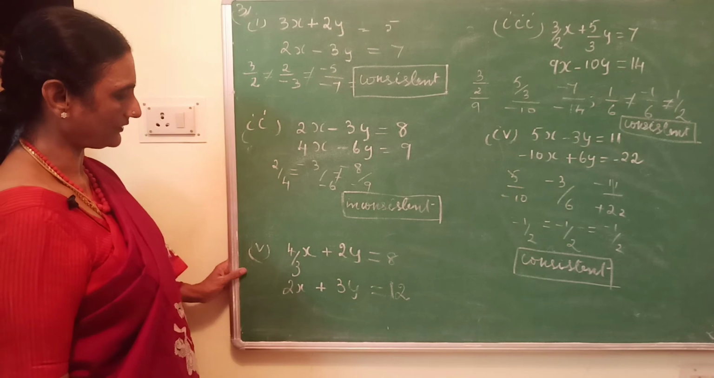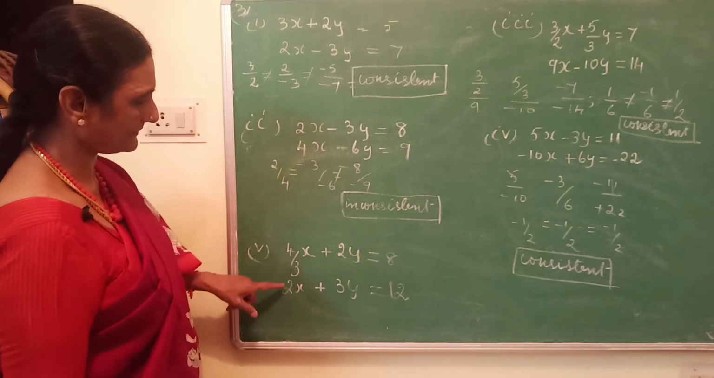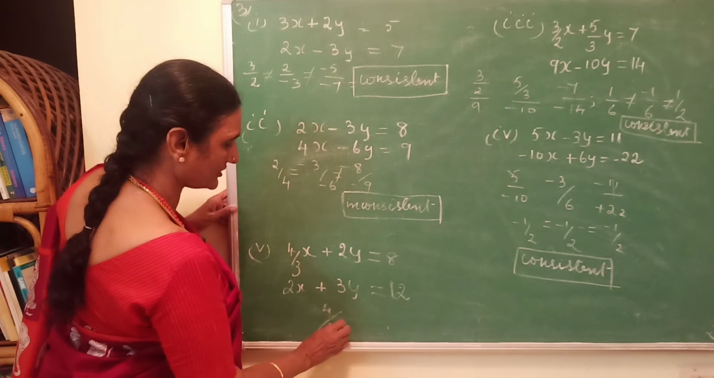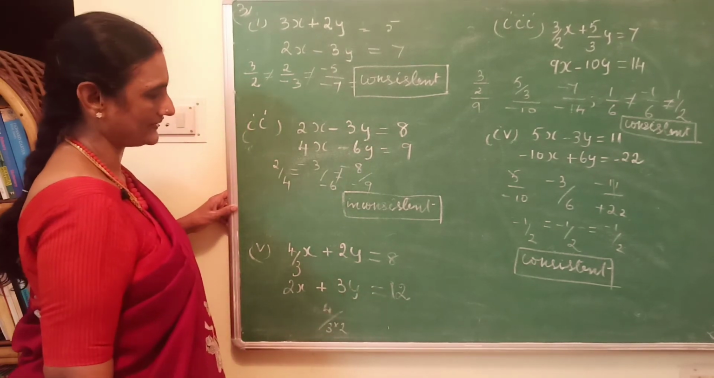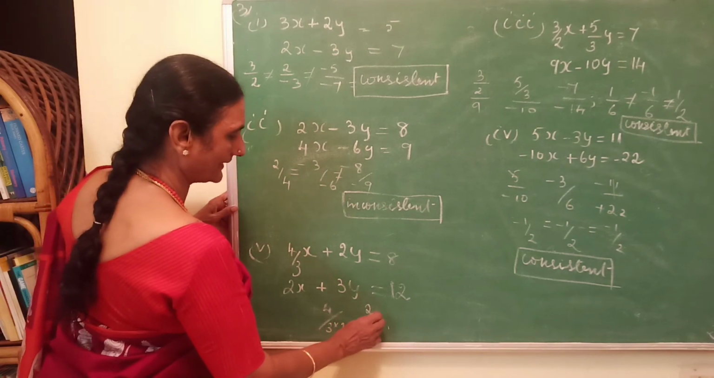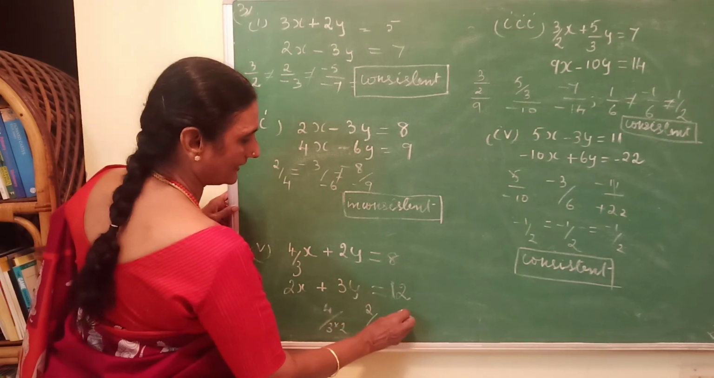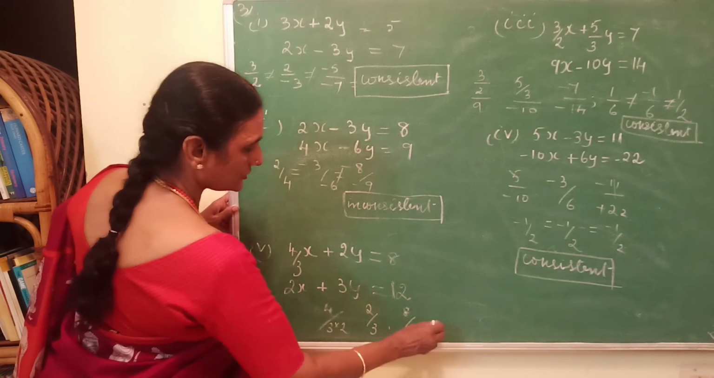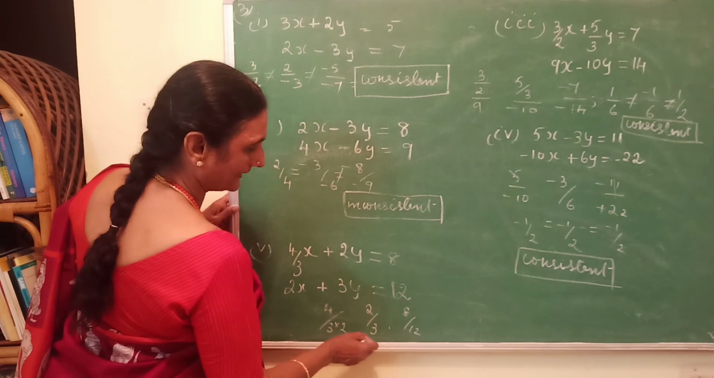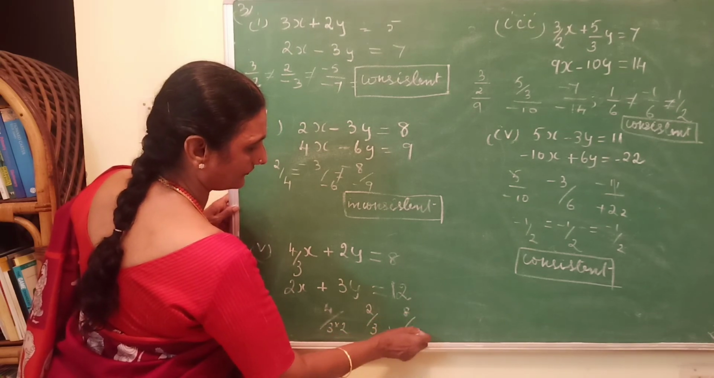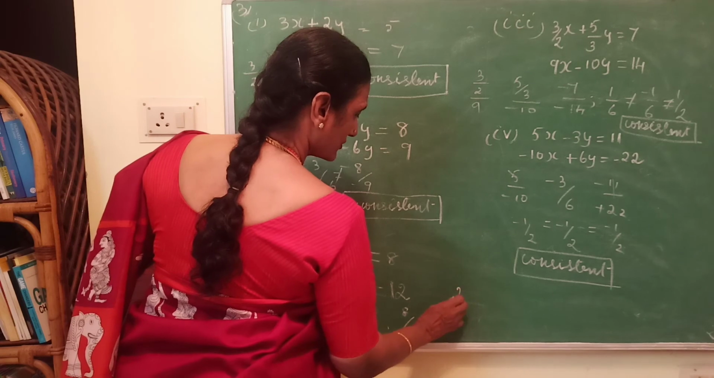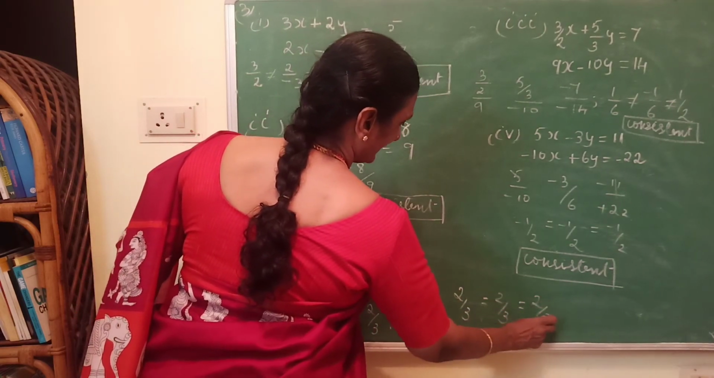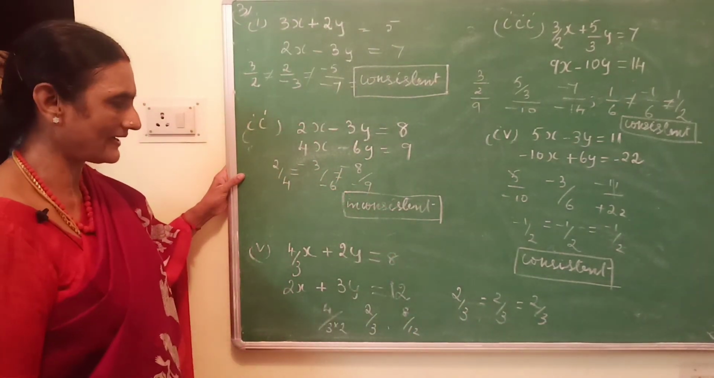Coming to the fifth, what do you get here? We will get A1 by A2 as 4 by 6. So, this becomes 2 by 3. And now 8 by 12. On simplification, this becomes 2 by 3. This is also 2 by 3. So, you get here 2 by 3 is equal to 2 by 3 is equal to 2 by 3. That means all the three ratios are same.